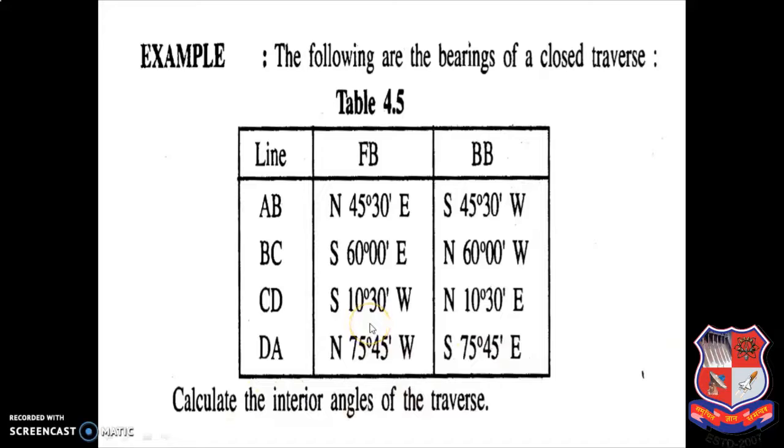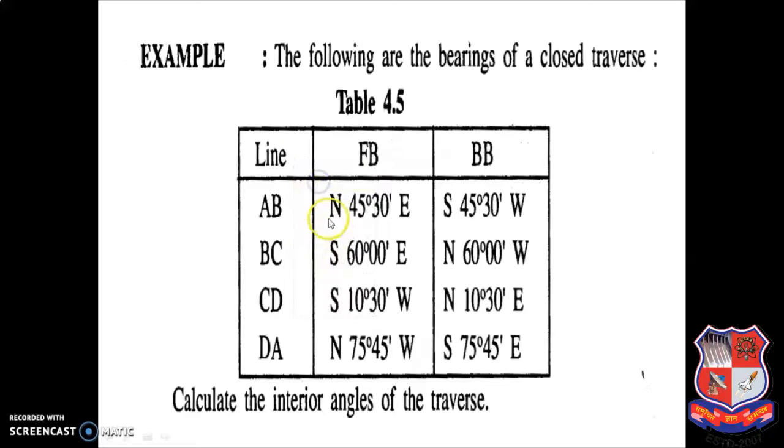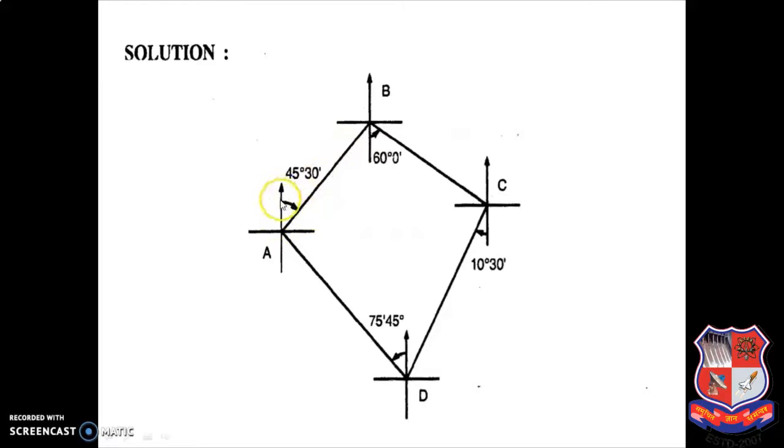Okay, this is your example. So how will you do it? Again, you have to draw the traverse. So you have to draw one line this way, then you have to draw line AB by taking the fore bearing reading. So you can see my fore bearing reading for line AB is 45 degree 30 minute, which is in the first quadrant. So I have to draw this one line. Okay, 45 degree 30 minute.